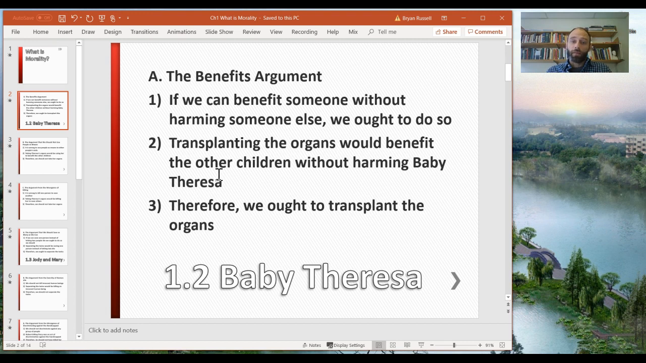Now, as we went over in our last lecture, there are two ways to object to arguments, or at least two of the most fundamental ways to object to arguments are to look at the premises and ask two questions. First, if those premises are true, would they lead to the conclusion? Would they give us enough reason to believe the conclusion? And second, are the premises in fact true? So let's take the first question first. If these premises are true, would they lead to the conclusion? So if it were true that if we can benefit someone without harming someone else, we ought to do so, that seems fairly straightforward. There might be some counterexamples, but they would be very few.